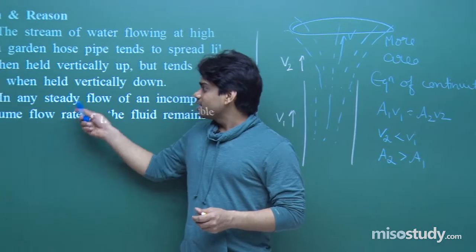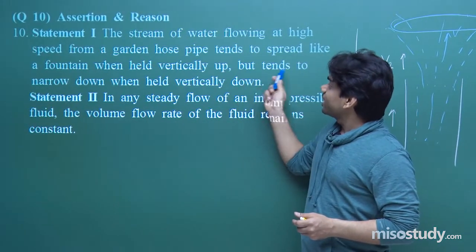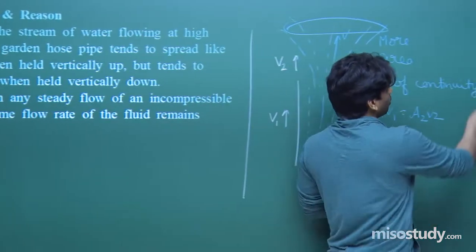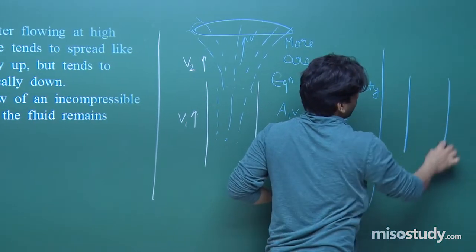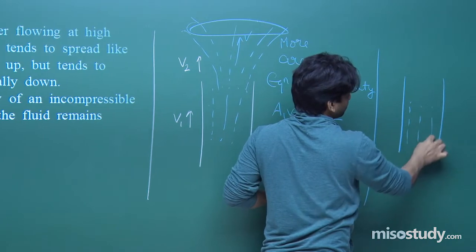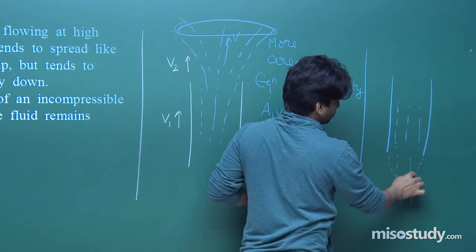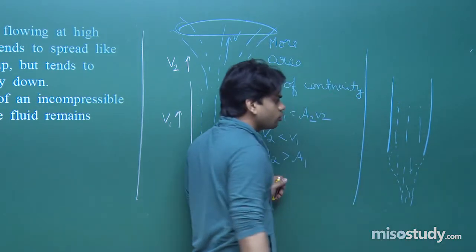Second part of the statement: but tends to narrow down when held vertically down. We need to also comment on this. It tends to narrow down when the water is flowing in the downward direction. It says that it will narrow down. Do we observe it in this way?